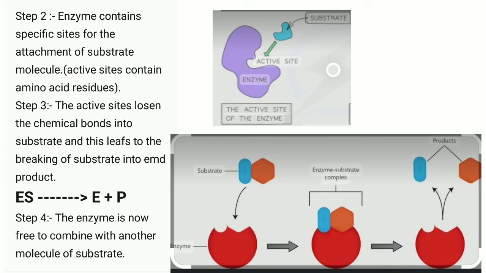Here, 2 hypotheses were proposed to explain the mechanism of enzyme action. One is the lock and key hypothesis, and another is the induced fit hypothesis. We will learn that in another tutorial. Click the I button for the lock and key hypothesis and induced fit hypothesis.